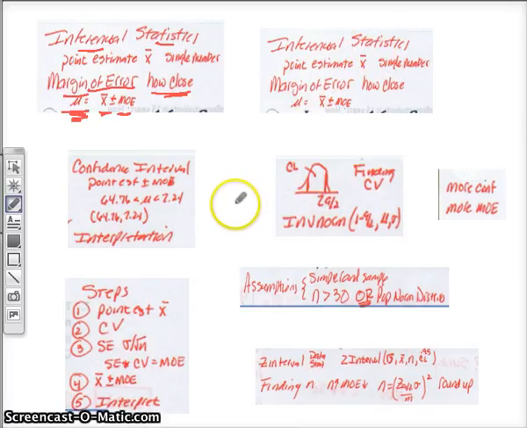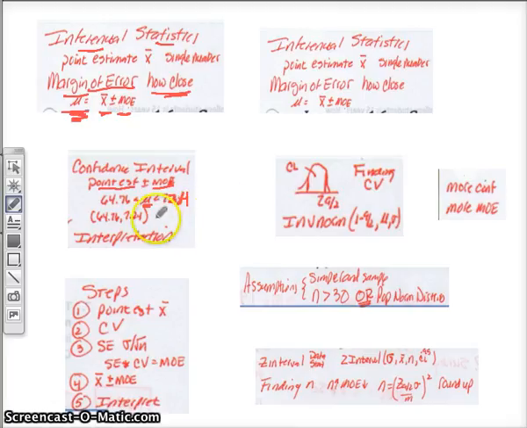Now, let's talk about the idea of a confidence interval. So we're going to take a point estimate, and then we're going to go plus or minus some range of value. Here's my example. I'm trying to estimate the population mean. It's between 64.76 and 72.4, okay? Let's say this is the age of the most recent 1,000 people that joined AARP, okay?